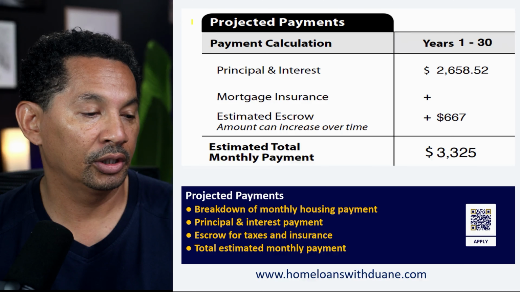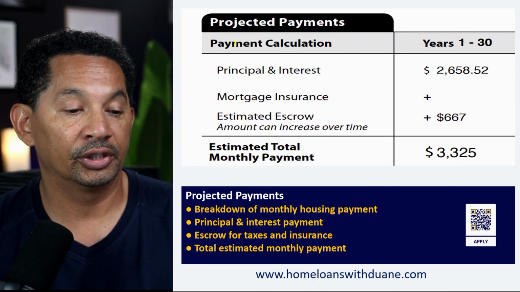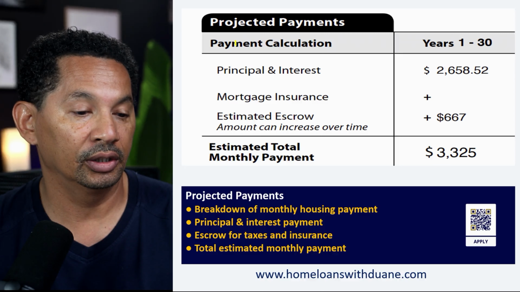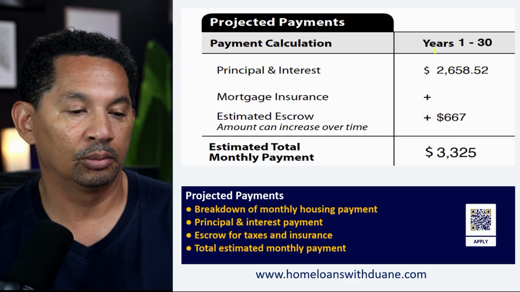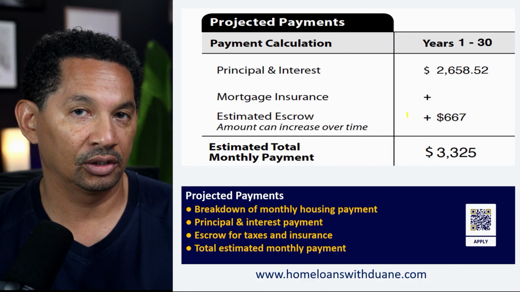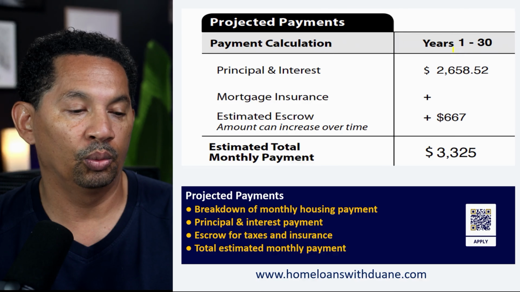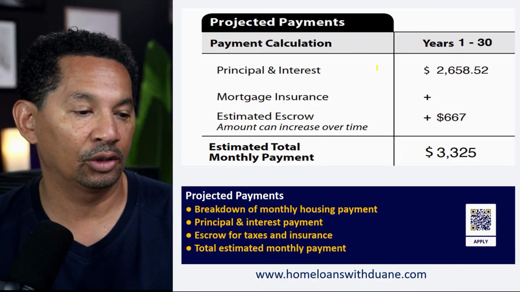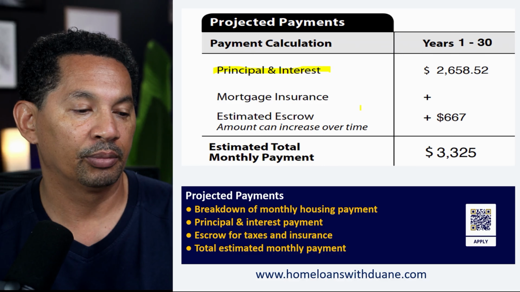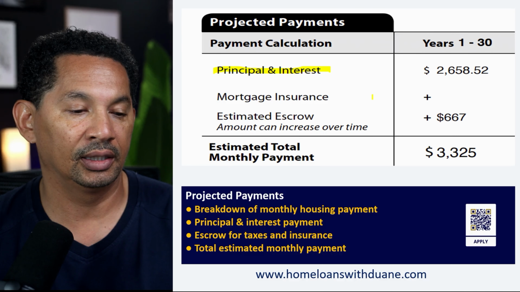Projected payment. So here you can see what your projected payment is for the next 30 years. Now, if this was an adjustable rate and it was a 5-year, it would say 1 through 5. But since this is a 30-year loan, it's going to show 1 through 30, meaning that your payment is not going to change as far as the principal and interest. That does not change at all.